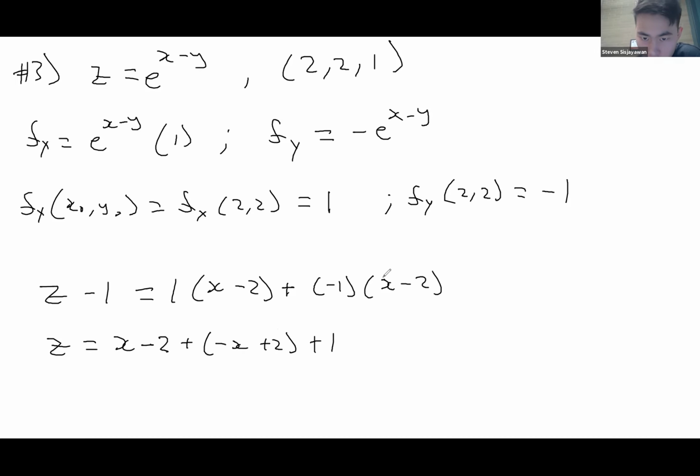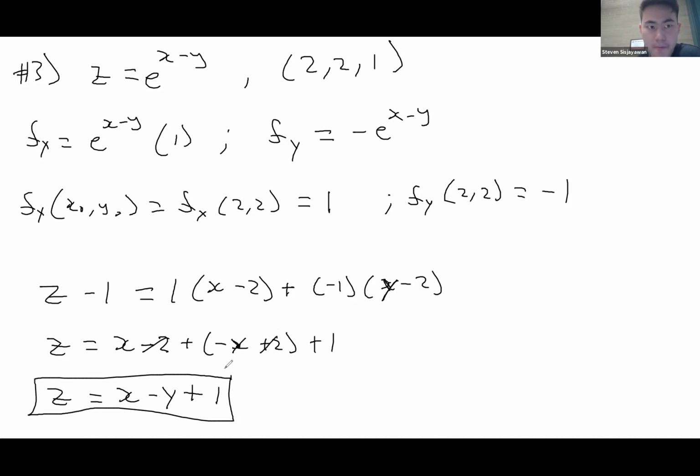Oh, sorry, this is a y. I was just figuring out where my y went. All right, so z is equal to x minus y. These two cancel out, and we have a plus 1 there. All right, so that's number 3. Yeah, we can squeeze one more in for tangent planes.